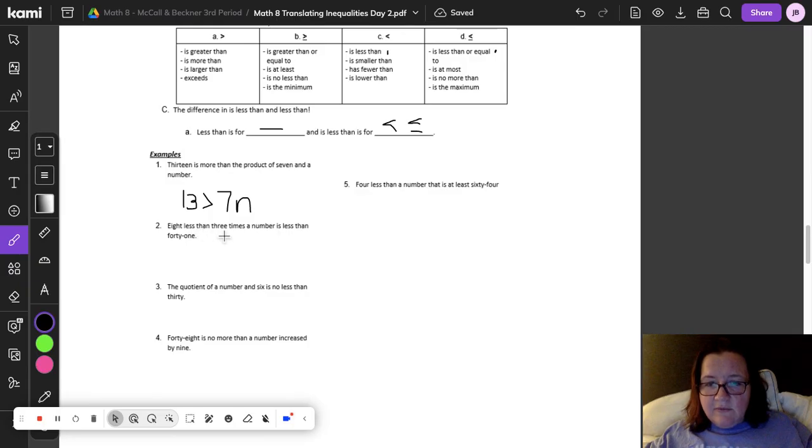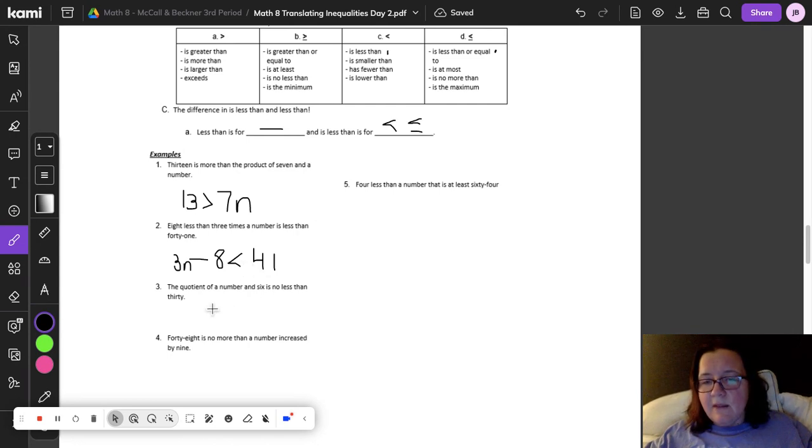All right, let's do number 2. 8 less than 3 times a number is less than 41. All right, so we know that up here we said less than means that we're going to subtract. 8 less than 3 times a number. So notice how I put 3 times a number when I want 8 less than that, is less than 41. 8 less, right here, then 3 times a number is less than 41.